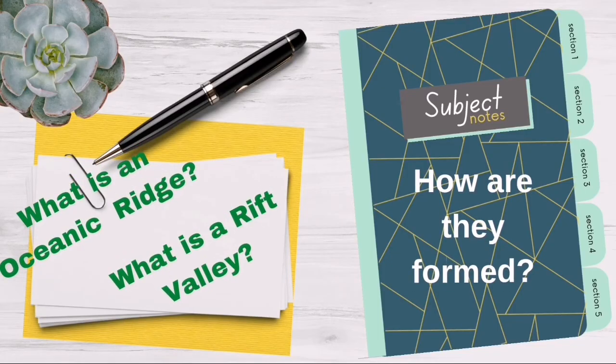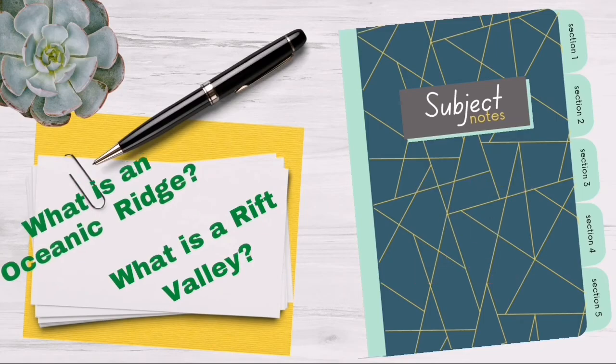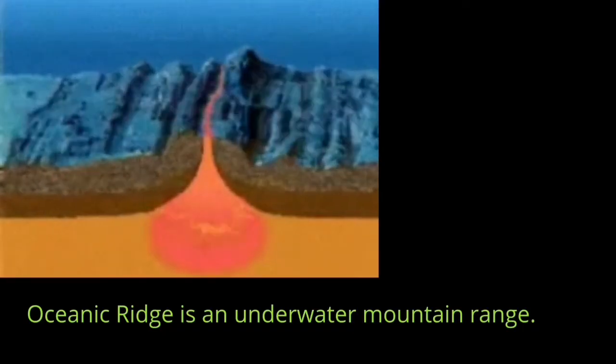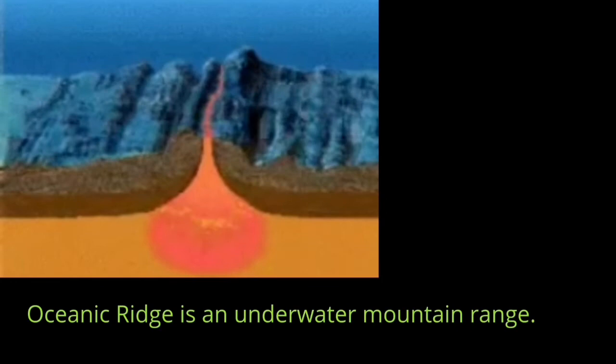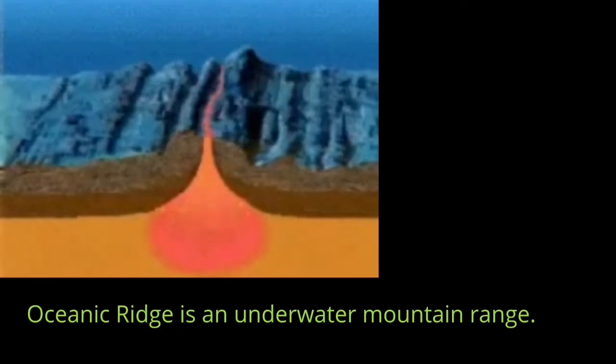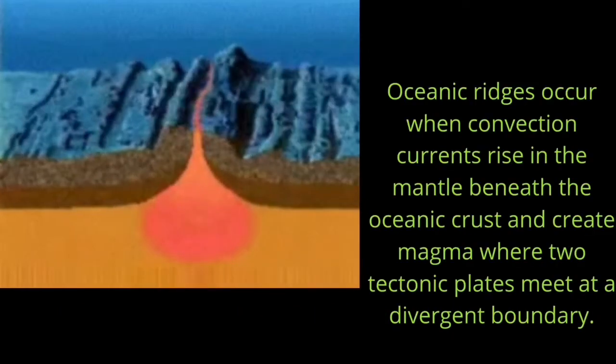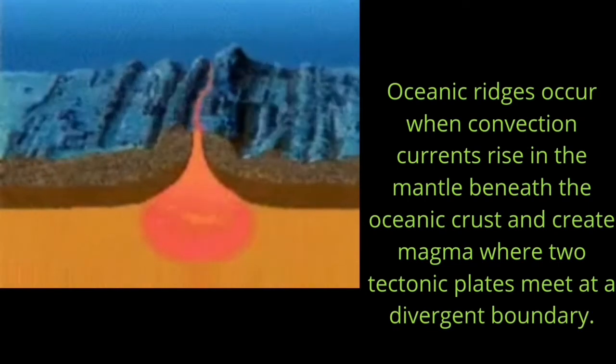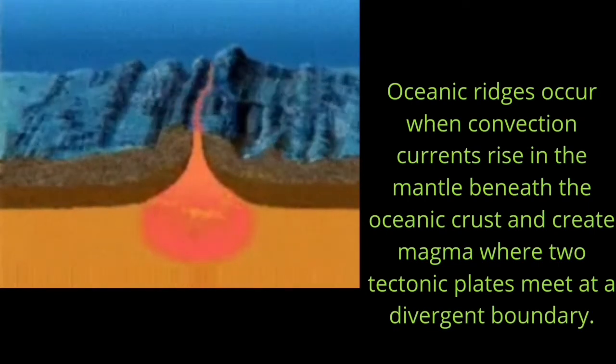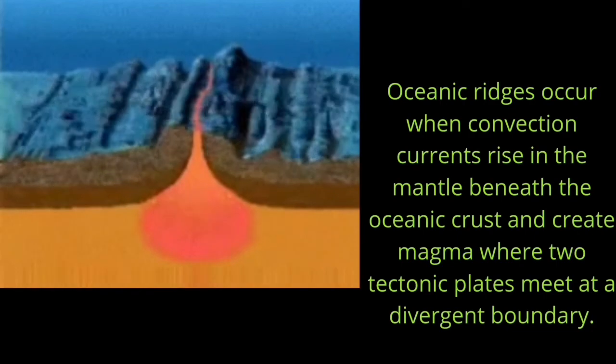What are oceanic ridges and rift valleys? How are they formed? Oceanic ridge is an underwater mountain range. Oceanic ridges occur when the convection currents rise in the mantle beneath the oceanic crust and create magma where two tectonic plates meet at a divergent boundary.